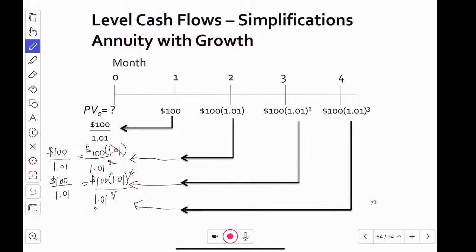And the final term, 3 of these cancel with 3 of those, leaving just 1.